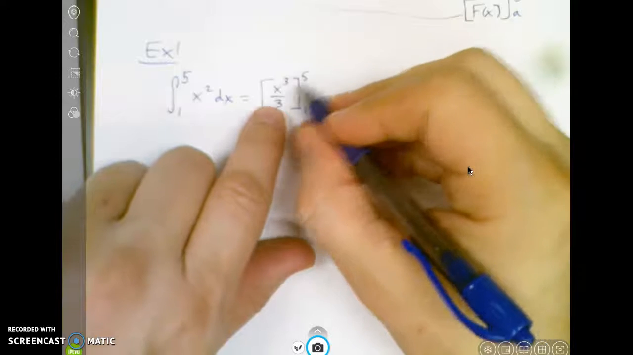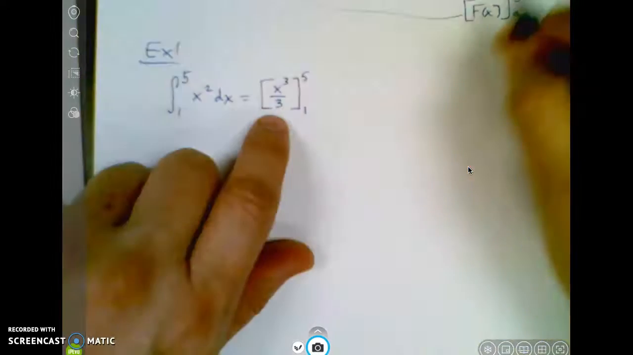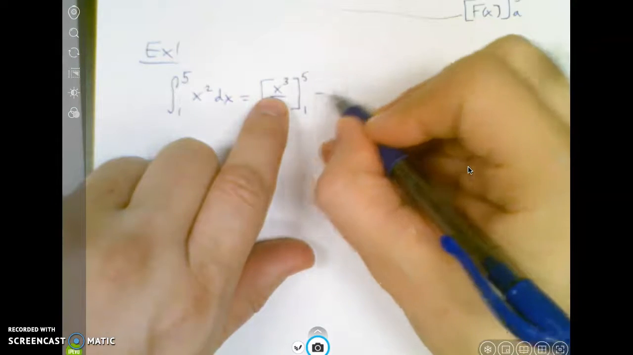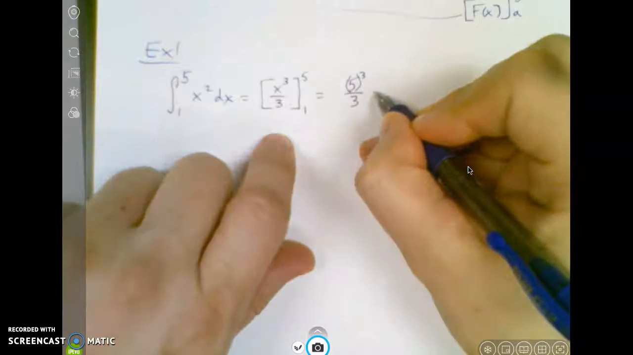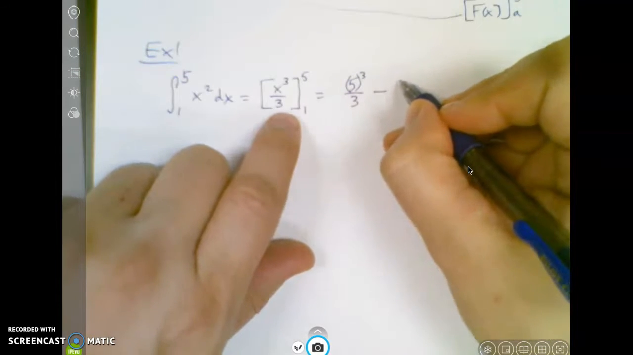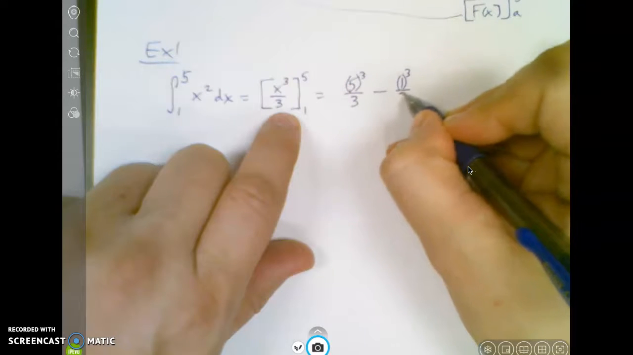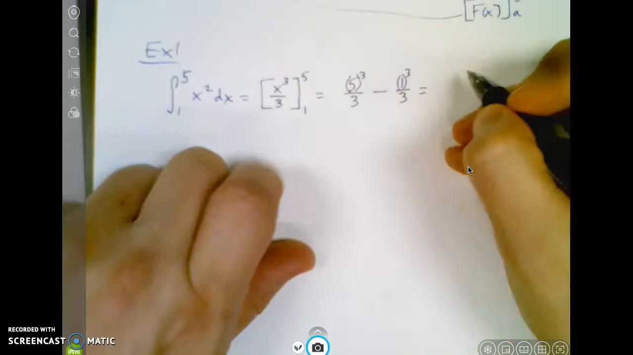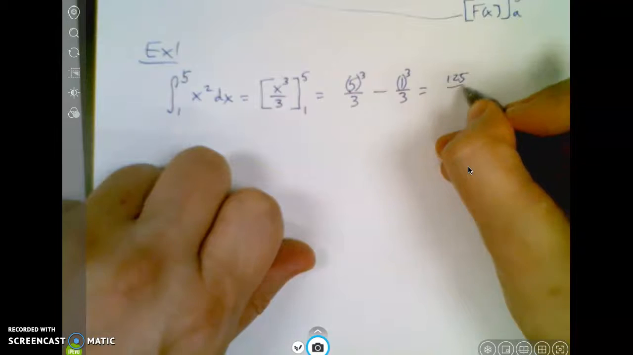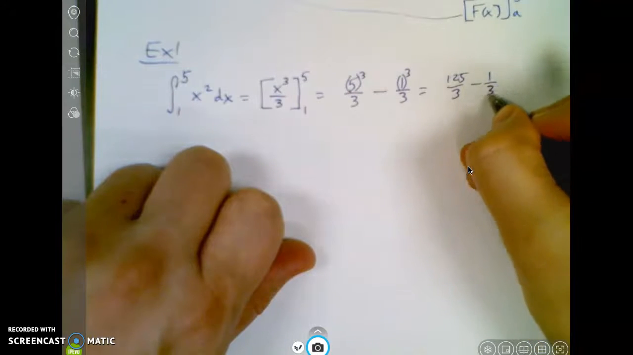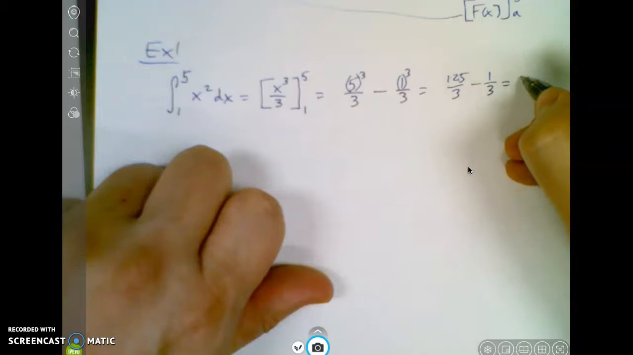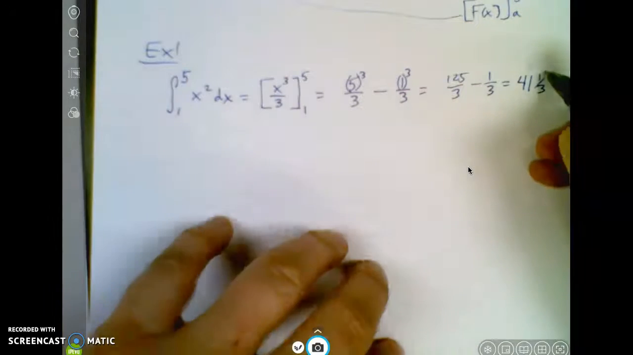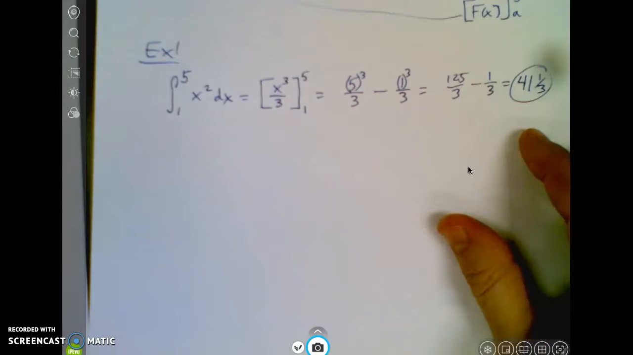You have to plug in the endpoint first, kind of like how we did in the picture. So you're going to plug in the 5 first, 5 cubed over 3, and then subtract off the part you don't want, which is 1 cubed over 3. So if you do that, 5 cubed over 3 is 125 thirds, minus 1/3 is 124 thirds, which is 41 1/3. I kind of like turning them into mixed numbers because it gives me an idea of the area.